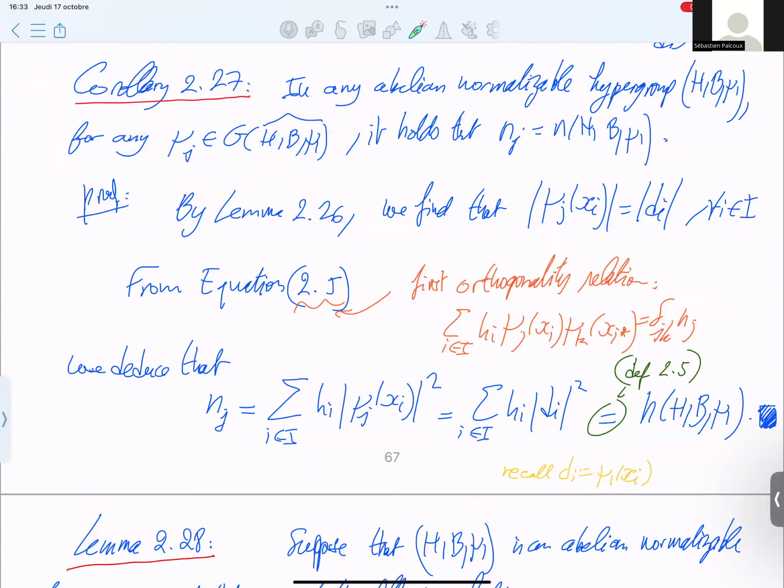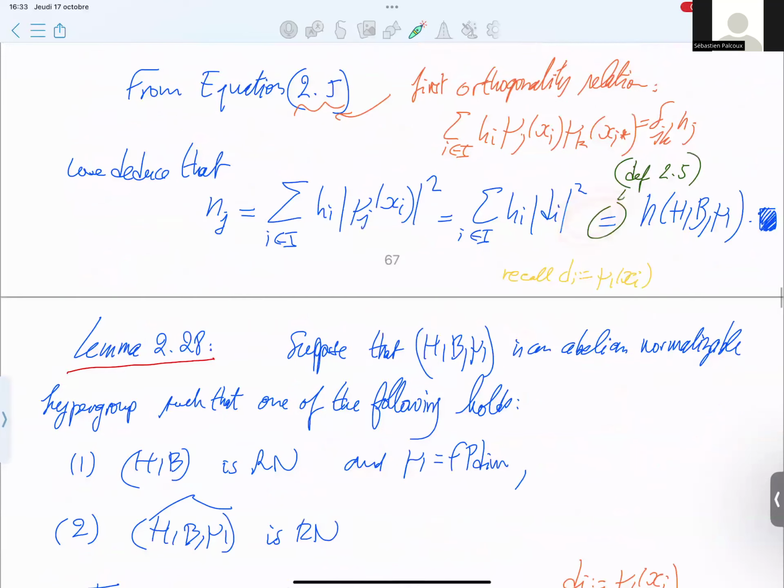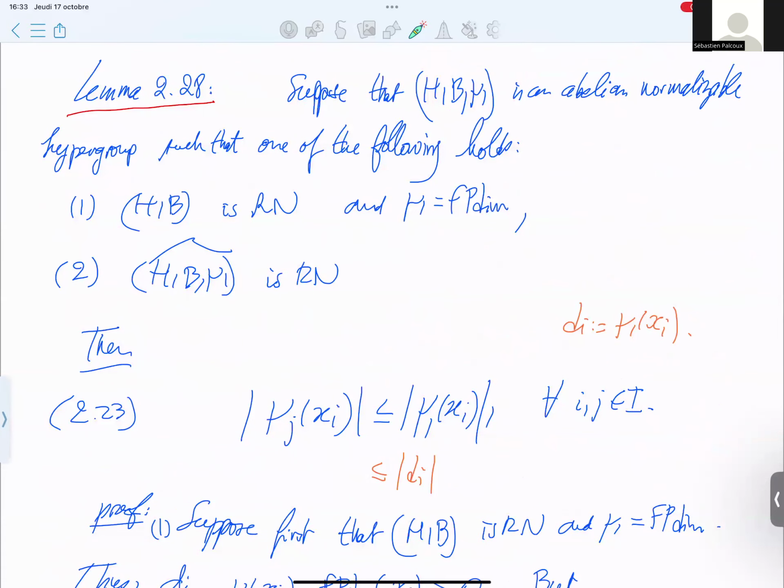Okay, so you apply the previous lemma and the first orthogonality relation, and you get an equality. So now, you take an abelian normalizable hypergroup such that only one of the following holds. So, such that it is real non-negative and mu1 is the Frobenius per dimension, or the dual is real non-negative.